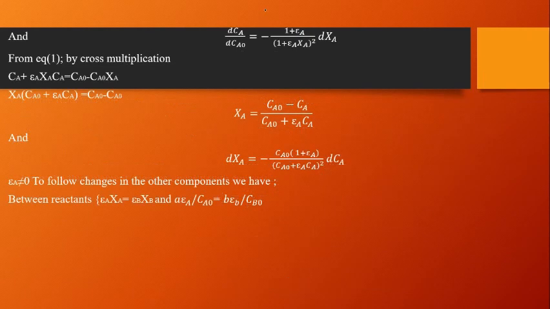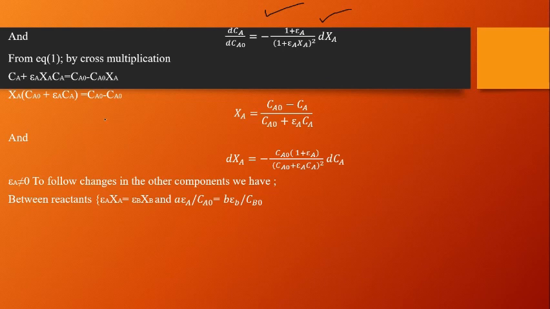In the next step we differentiate equation number 1 in terms of Ca, Ca naught and Xa. In this equation, before differentiation, we multiply and divide by the denominator factors, so we get this particular equation in terms of the concentration of component A and the concentration of component A at time t and 0.